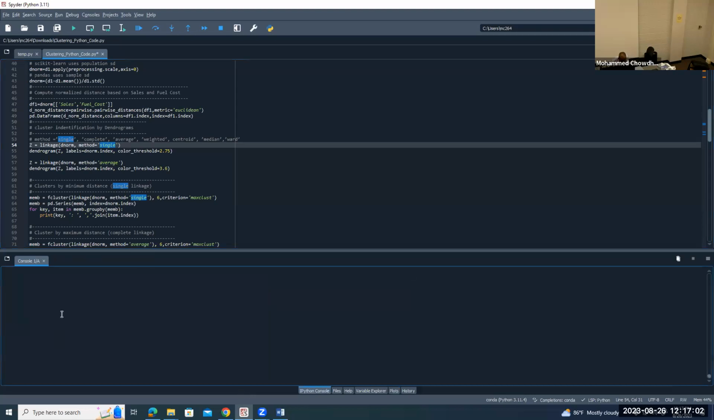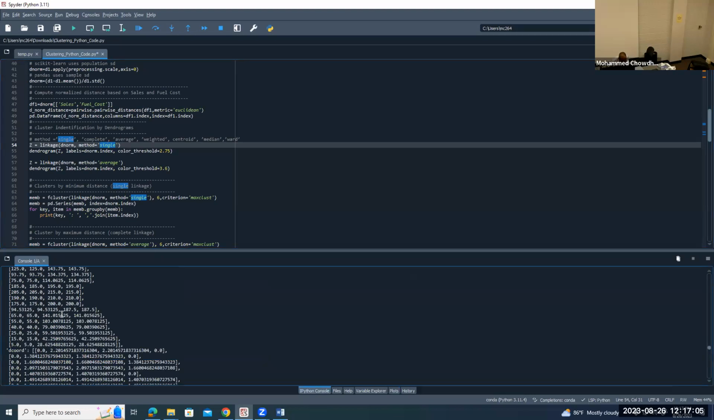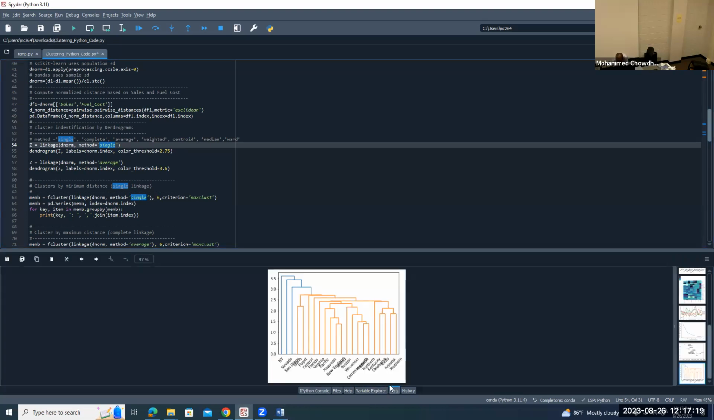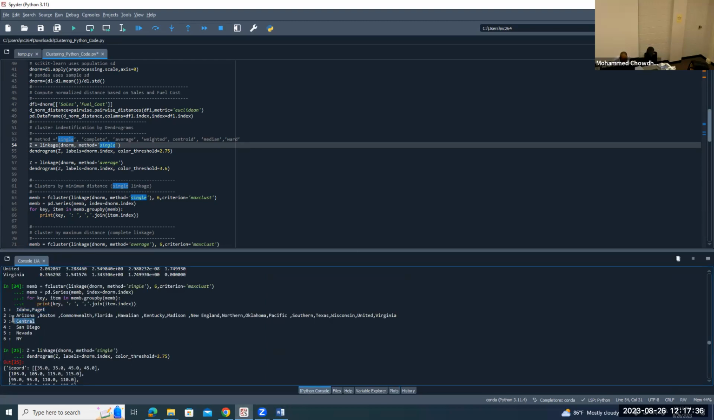Okay, take a look at that. Nevada, New York, and San Diego are each a singleton cluster. Idaho and Puget form one cluster; this is the Idaho, this is the Puget, and they have the same distance. And then Central is another singleton cluster. So we have seen that in this format as well as in a graphical format.